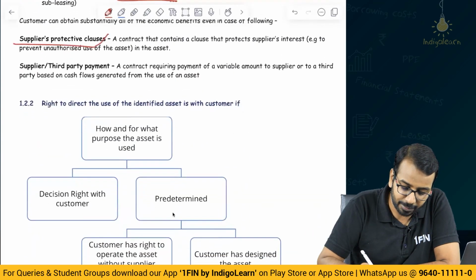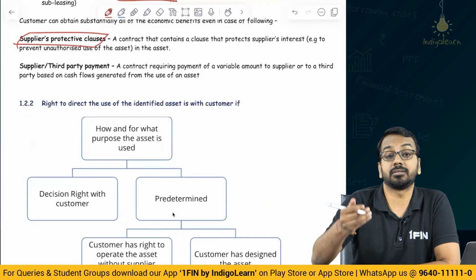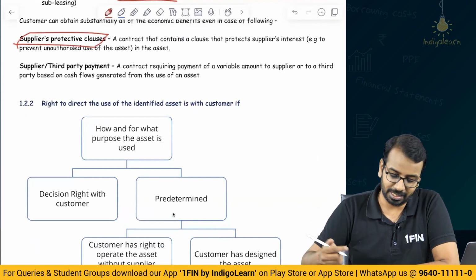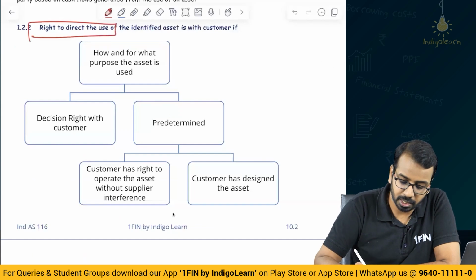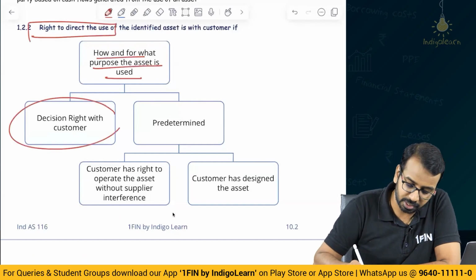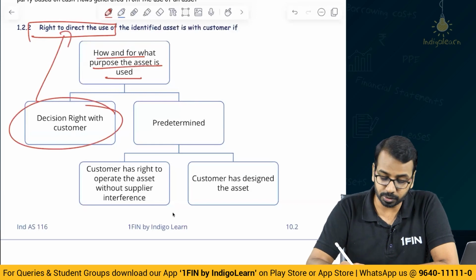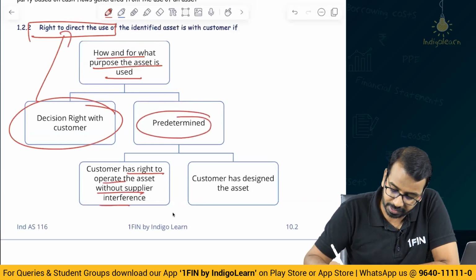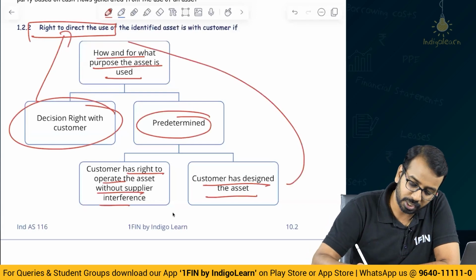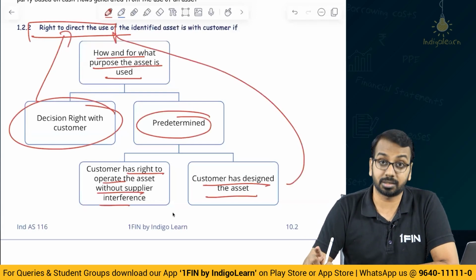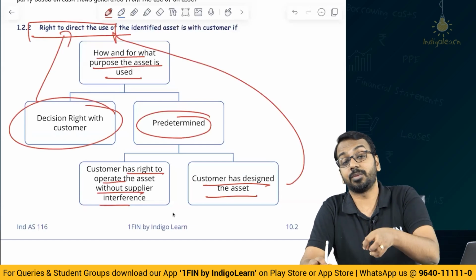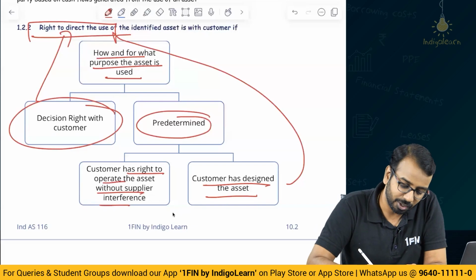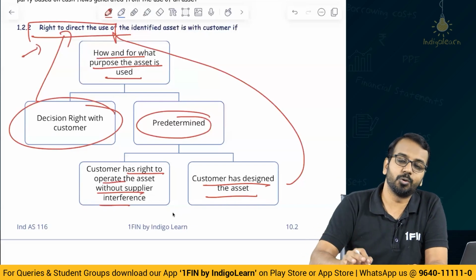In some cases, the supplier can have protective clauses. That does not mean that the benefit is not available to the customer, or the benefit is not available to the lessee. Now, as far as the right to direct the use is concerned, how and for what purpose the asset is used, if the decision is with the customer, then the customer has the right to direct the use. If it is predetermined and the customer has the right to operate without supplier interference, and if the customer has designed that asset, in these two cases also the right to direct the use is with the customer. Okay, protective clauses, where the customer cannot use it for a specific purpose and all of that. If they are just protective clauses, then also we say that the right to direct the use is with the customer.